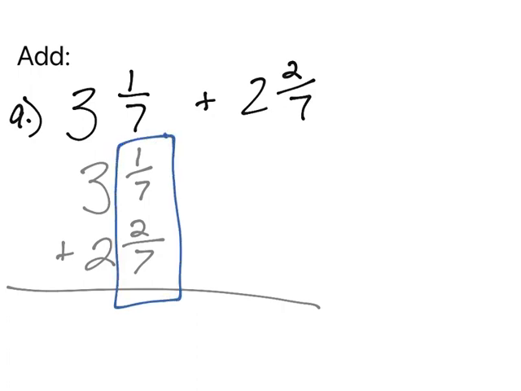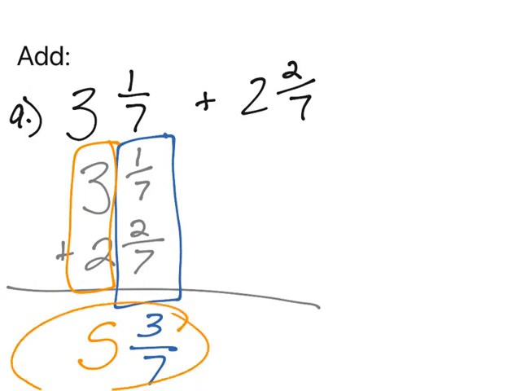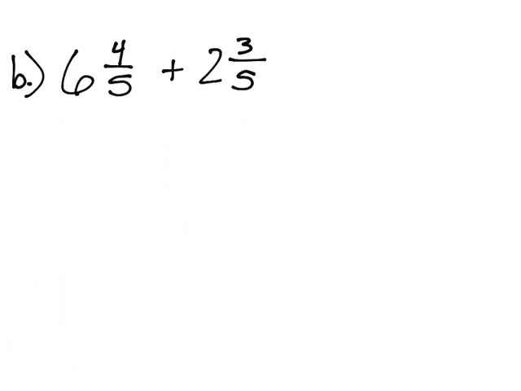1/7 plus 2/7. Since the denominators are the same, my denominator stays the same. 1 plus 2 is 3. Then I look at the whole numbers. 3 plus 2 is 5. Nothing needs to be reduced or anything like that. So there's my answer, 5 3/7. We call those the easy ones.